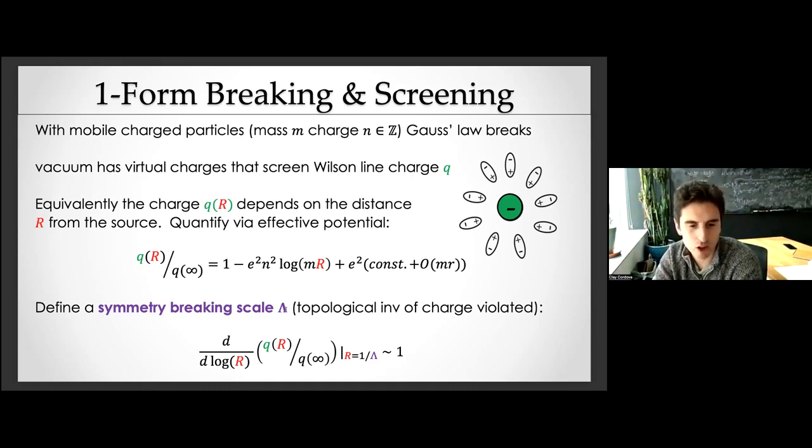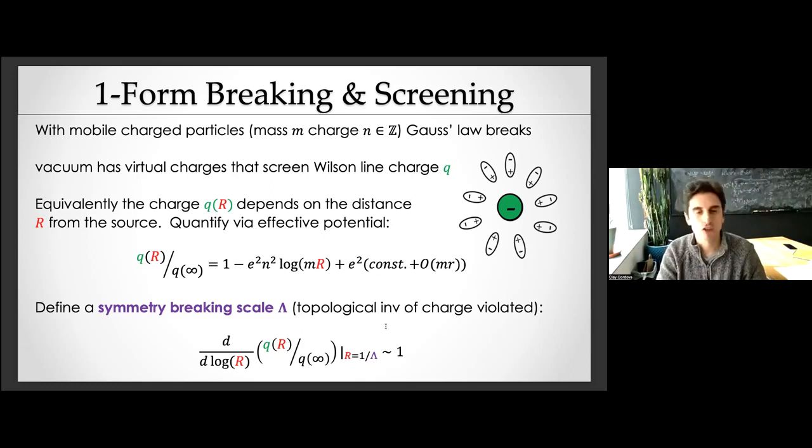We'll say that the symmetry breaking scale lambda is defined where this position dependence, in logarithmic variables, of this effective charge Q of R becomes order one. So this is a formula that defines a scale, or at least parametrically defines a scale. And we'd like to understand this scale. It's the scale of symmetry breaking, in this case, of the one-form symmetry.